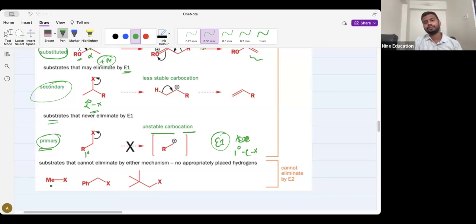Let's say simple this also. Substrates that cannot eliminate by either mechanism, they have no appropriately placed hydrogens. Let's say this also. If I make this substrate, let's say if I want to do E1 elimination, so if I make a carbocation, from where will it take hydrogen now? No beta hydrogen. No beta hydrogen.